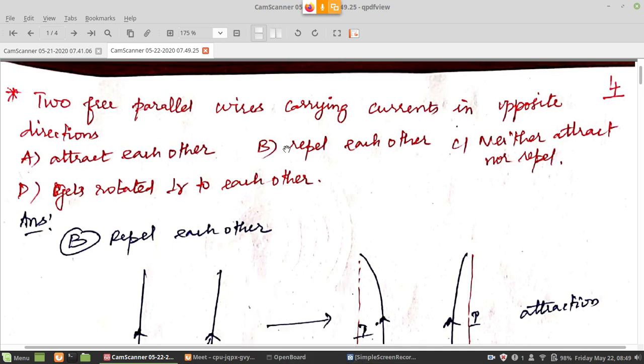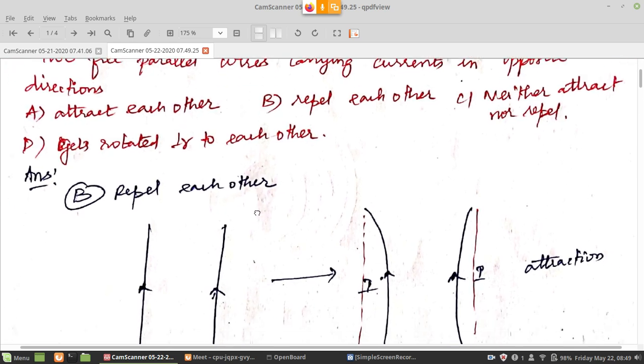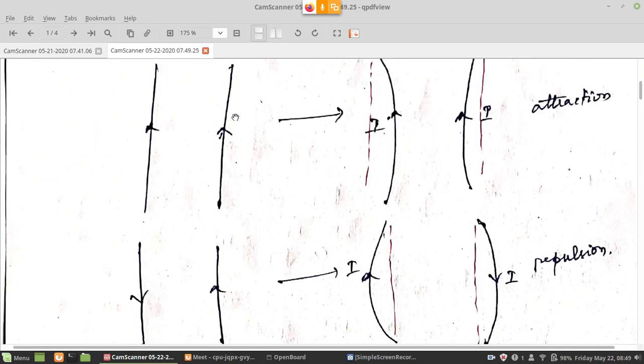Two parallel wires are there, they are carrying currents in opposite directions. What are the choices they are giving? These two parallel wires will attract each other, repel each other, neither attract nor repel, or get rotated perpendicular to each other. So the answer is repel each other. So we have to always remember, currents in opposite directions will repel.